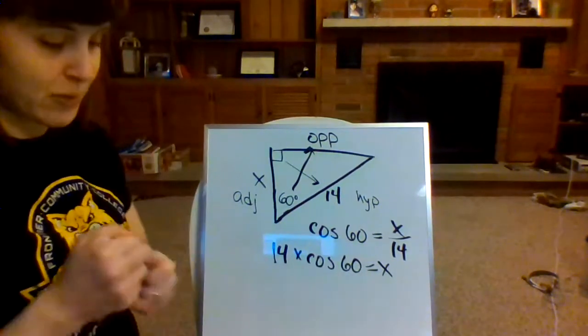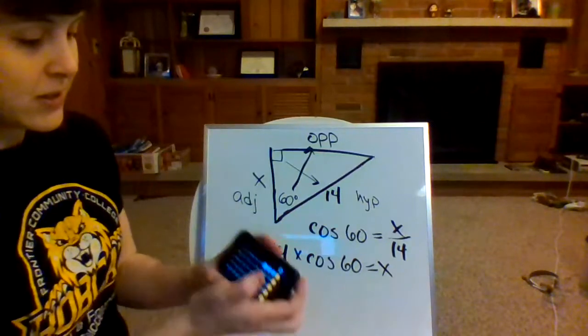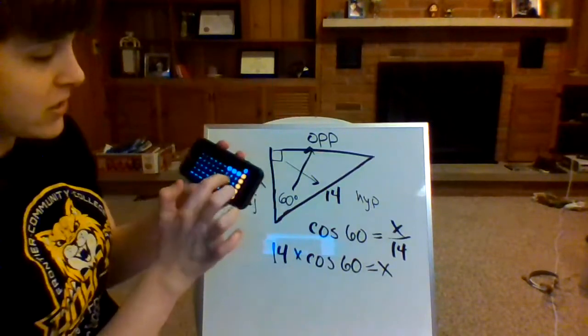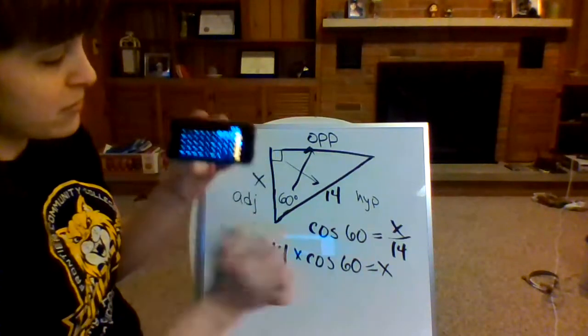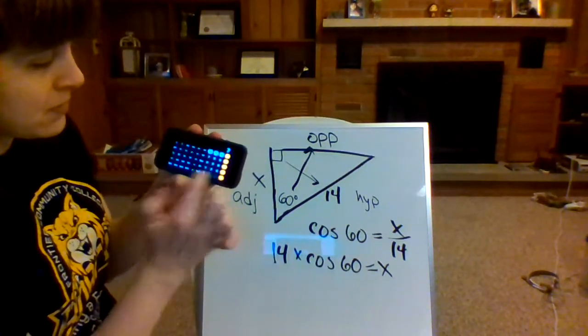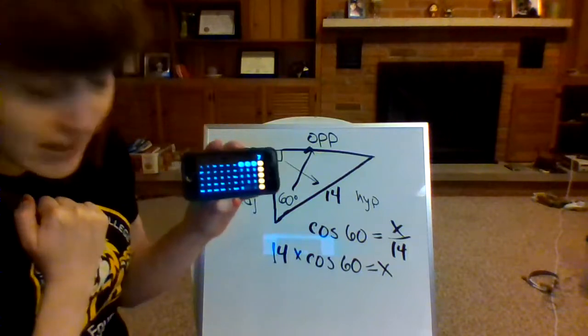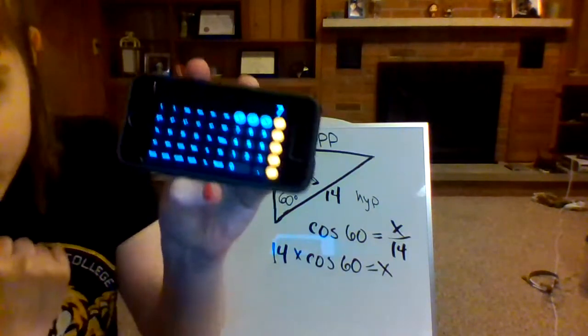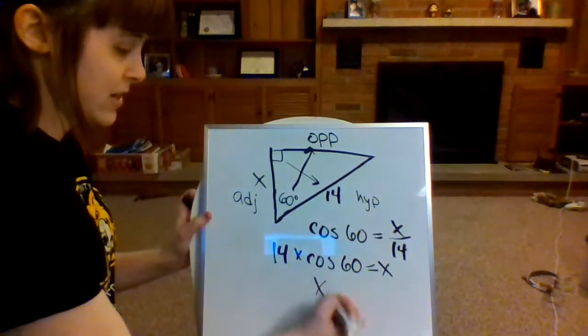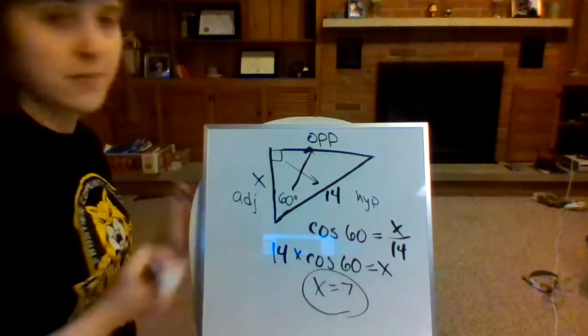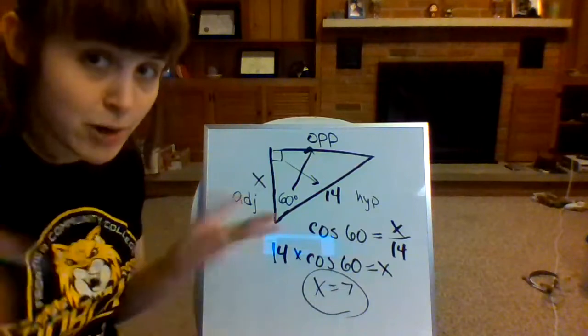Like I said before, if you have your phone, we put in 60 first, then press cosine, and then times 14. The answer there should be 7.7. So x equals 7.7. And that's the second problem.